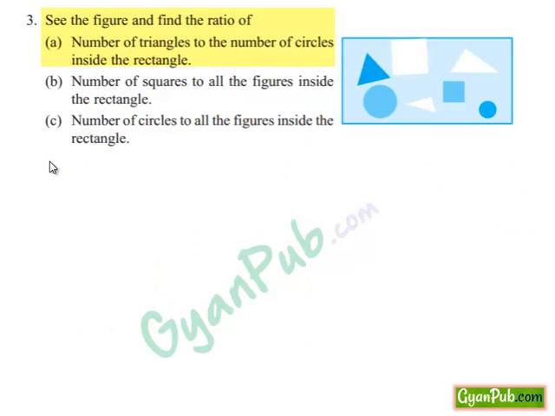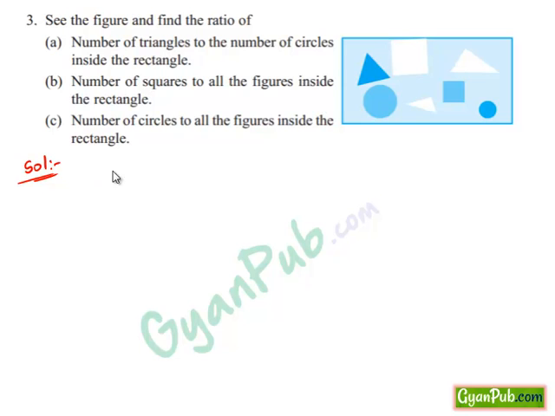Moving on to the third question, see the figure and find the ratio of number of triangles to the number of circles inside the rectangle, number of squares to all the figures inside the rectangle, number of circles to all the figures inside the rectangle. Let's do the solution.